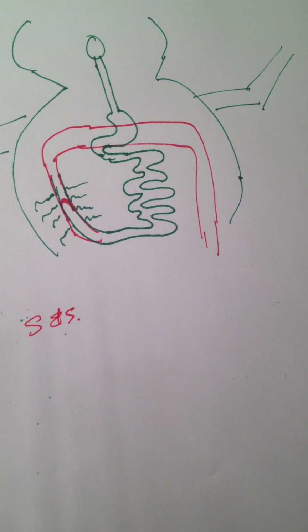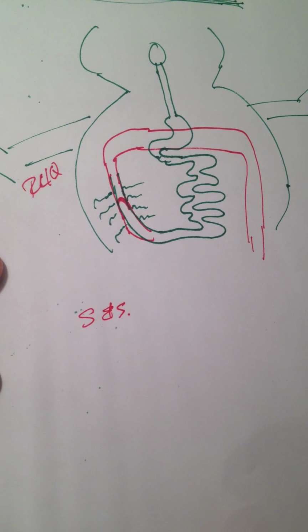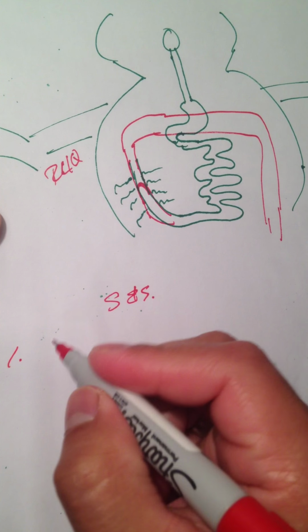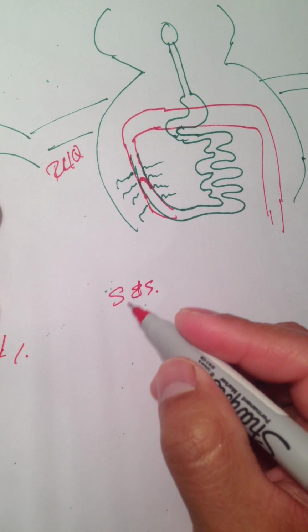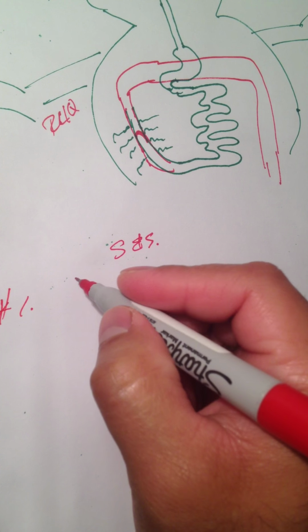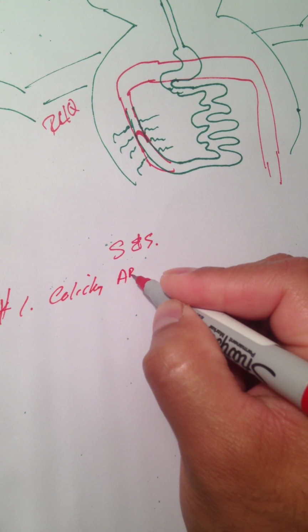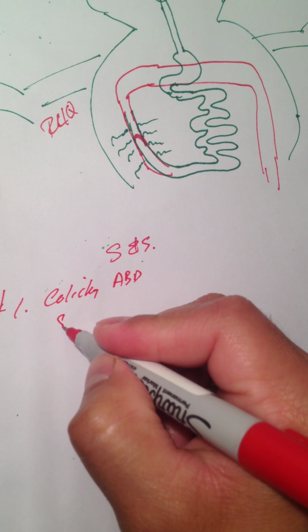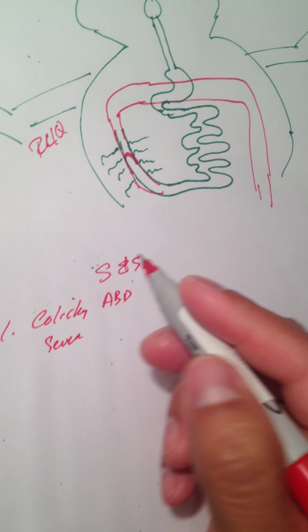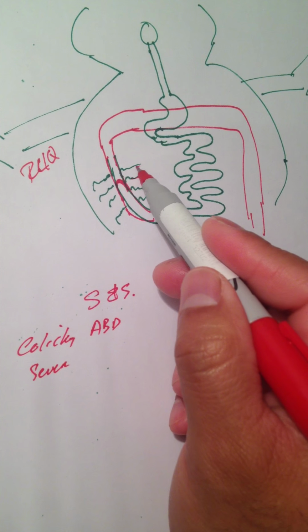Now let's get into our signs and symptoms. So signs and symptoms. Number one, make sure you know this for the NCLEX. Kids will typically show some colicky abdomen pain. And this is going to be severe pain, because again, you're stopping blood flow from going to that area.